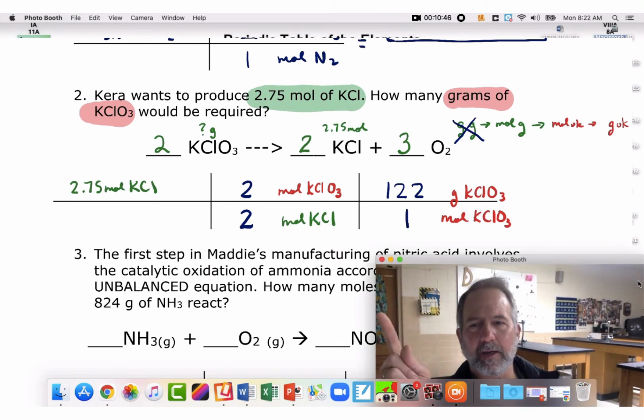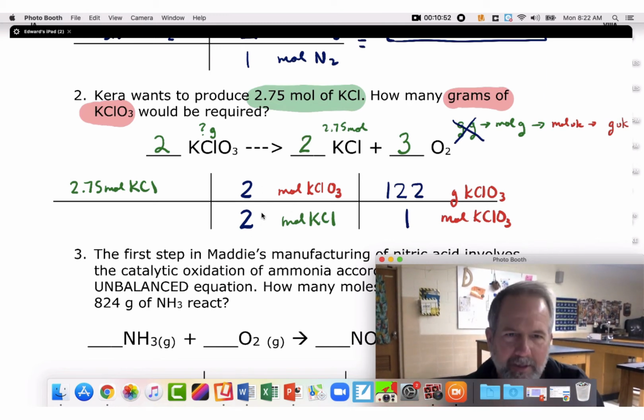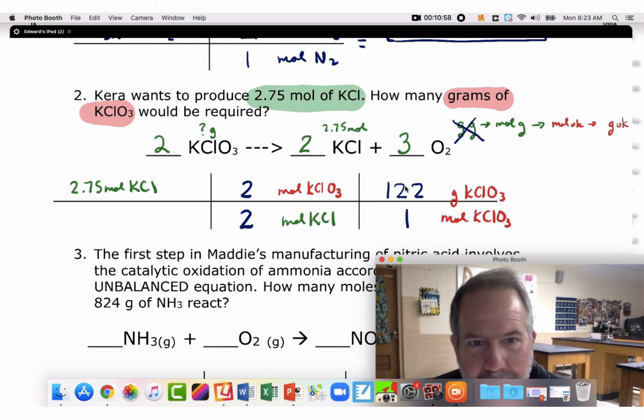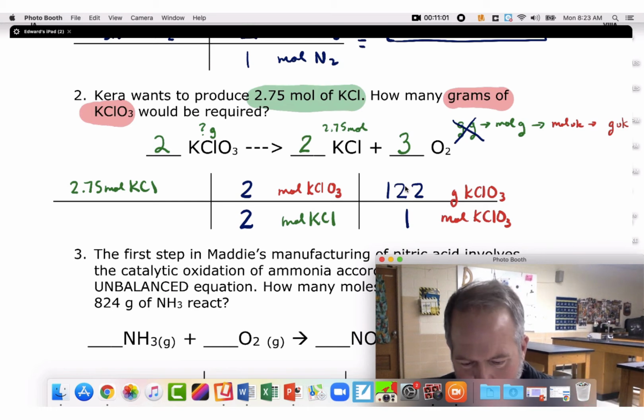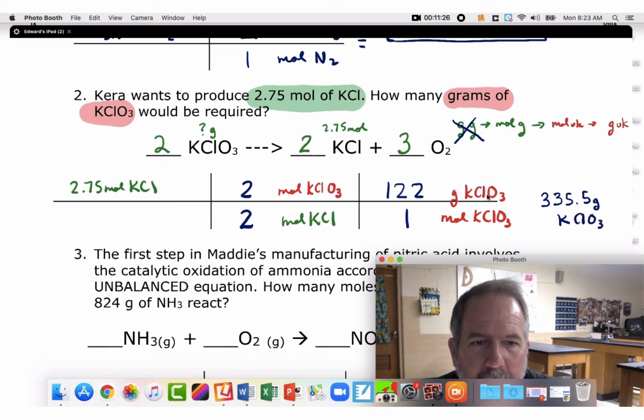So in a calculator, again, you have 2 over 2. You could ignore those if you want to. I'm going to put them in just for fun. Now, the best part is I already have 122 in my calculator on the top. So as long as it's on the top, I can start this way. So I have 122 times 2 divided by 2 times 2.75 equals. And I got 335.5. And that's grams of KClO3, right? It's always going to be this label. I hope that makes sense.